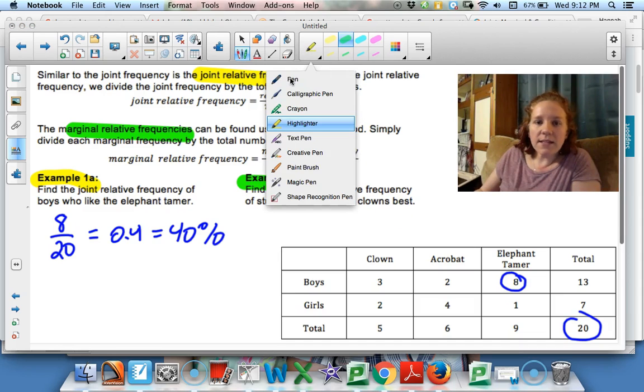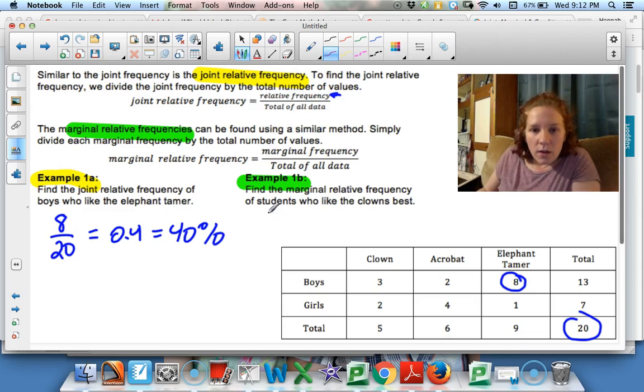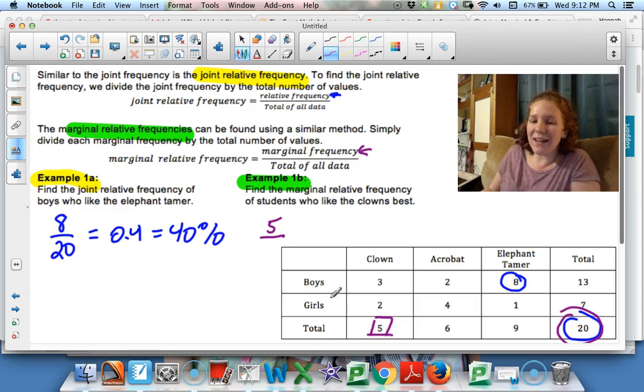So what that means is I'm going to go to my total number of kids who liked clowns. That's going to go in the numerator of my formula, and then I'm still going to use the total number of data. So I'm looking at the total number of students who liked clowns, and that's going to be 5 out of 20. Then again, I'm dividing 5 over 20, and I get 0.25 or 25 hundredths.